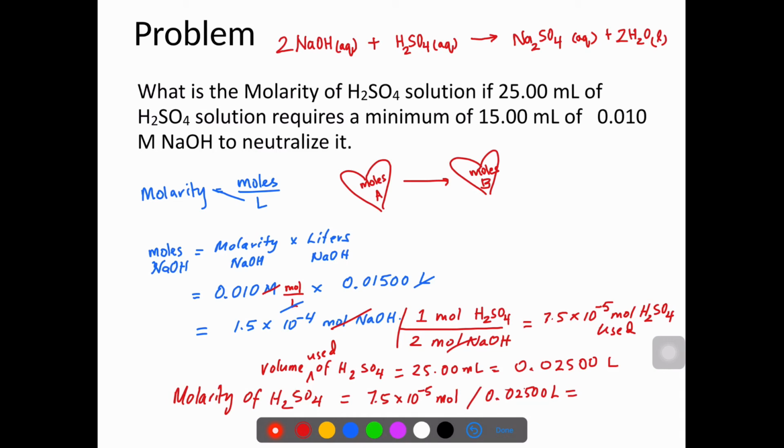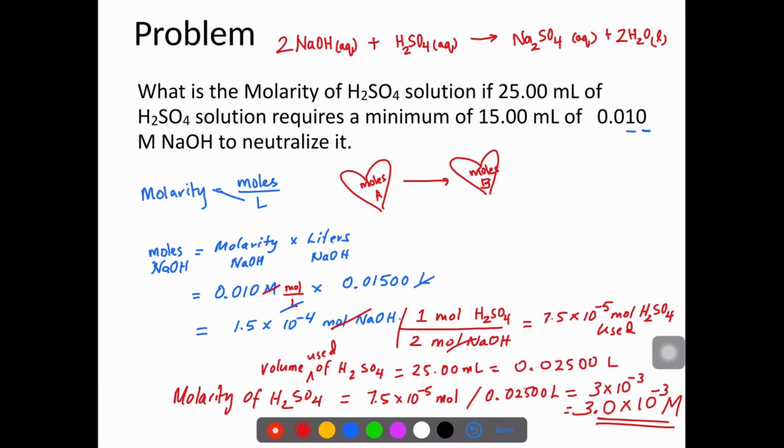And now you can calculate the molarity. And I got 3 times 10 to the negative 3. And you have to use accurate number of significant figures. As you can see, here you have 2 sig figs in this number. So the final answer should have 2 significant figures. So it's going to be 3.0 times 10 to the negative 3. The unit for molarity is moles per liter, which can also be written as molar. So that's your answer. That's the molarity of your sulfuric acid.